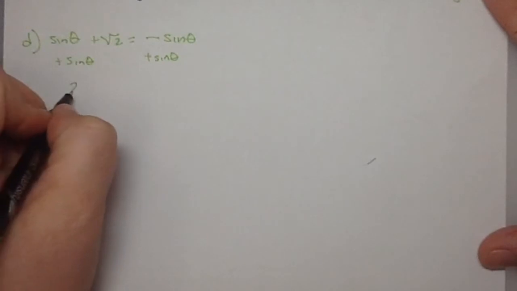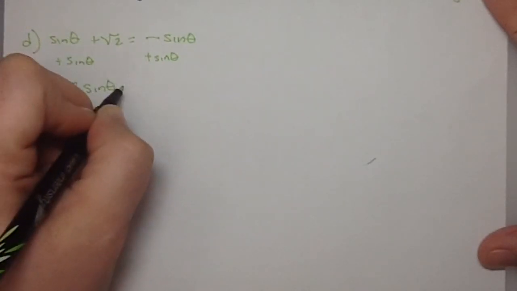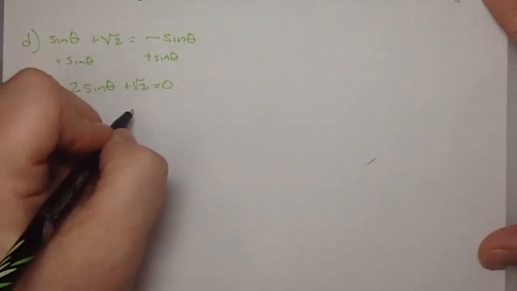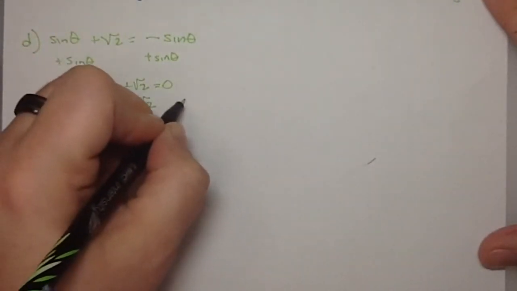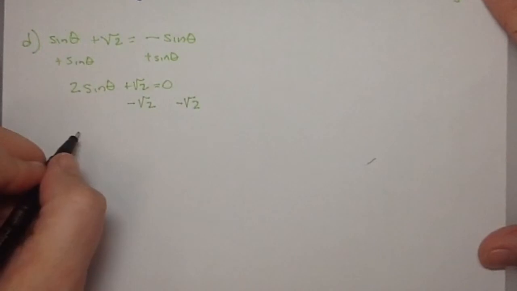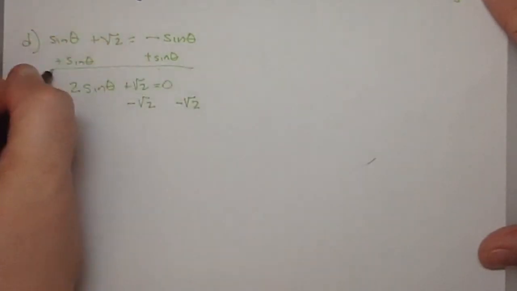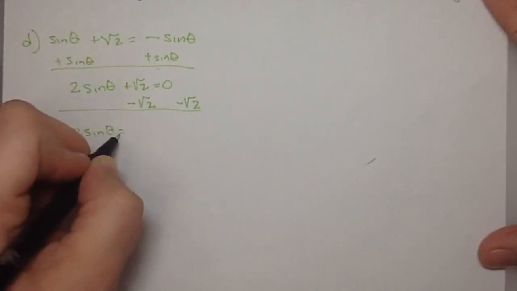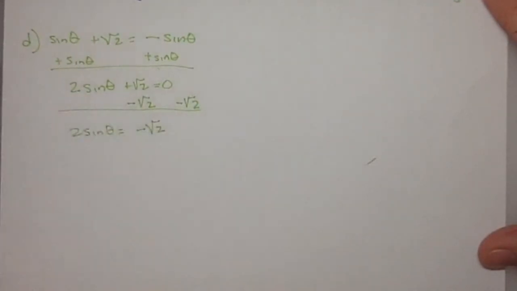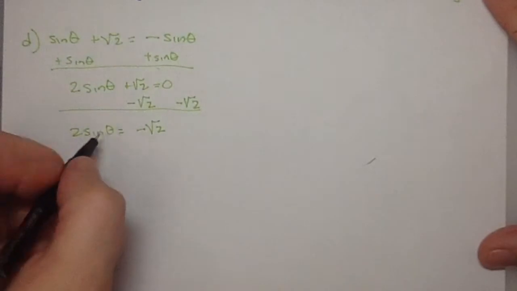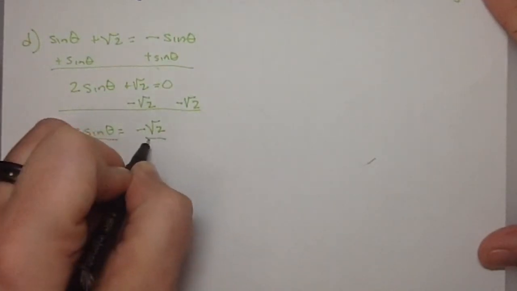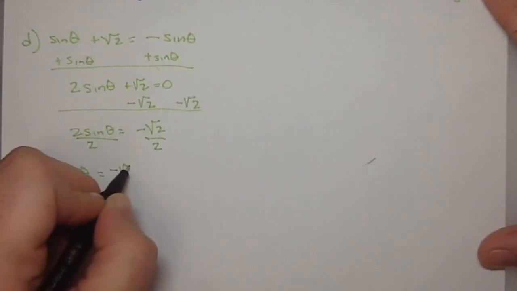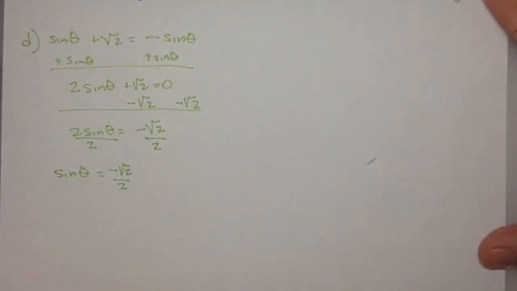So that's 2 sine theta plus the square root of 2 equals 0. So now we're going to subtract the square root of 2 from both sides. So that gives us 2 sine theta is the opposite of the square root of 2. So we're going to divide by 2 on both sides. So sine of theta is negative square root 2 over 2.